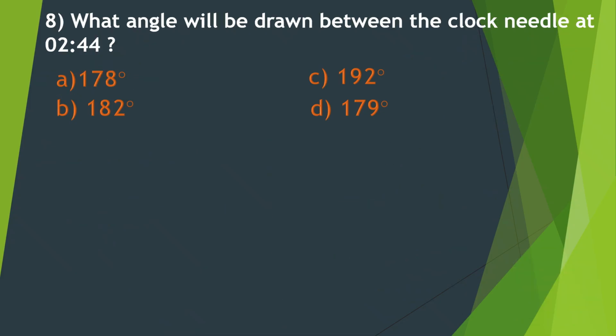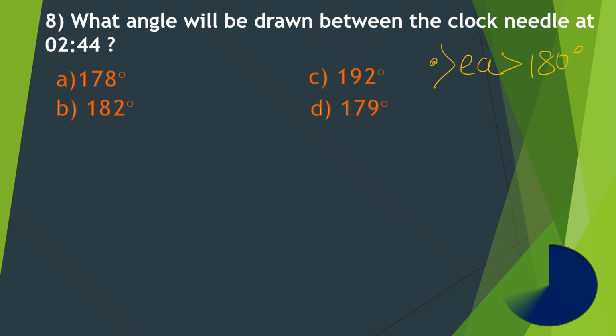Eighth question on your screen and your timer starts now. One thing you remember, whenever they say to find out the angle, it is nothing but the internal angle. External angle should be greater than 180 degree, but internal angle should be less than 180 degree.